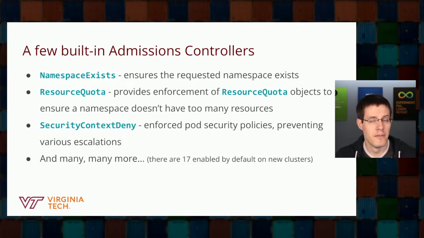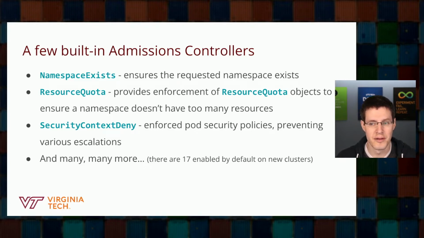Before we do that, I want to talk about a few of the built-in admission controllers, because Kubernetes uses this exact mechanism to add features and capabilities, but also to do a lot of its own validation. So if I try to create a pod in a namespace that doesn't exist, there's one of these validating admission controllers that looks to see, hey, does the namespace that you're trying to deploy into exist? And if not, it throws an error.